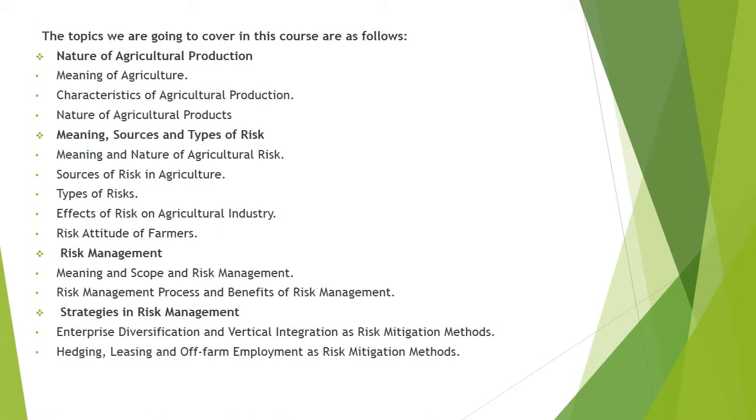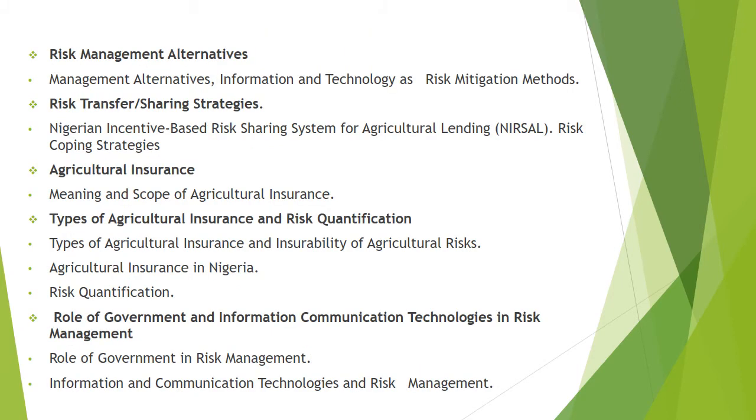Strategy in risk management. Under strategy in risk management, we'll consider enterprise diversification, vertical integration as risk mitigation method, hedging, leasing, and off-farm employment as risk mitigation method. Risk management alternative. Under risk management alternative, we are going to consider management alternatives, information, and technology as risk mitigation methods. Then the next topic will be risk transfer and sharing strategies.